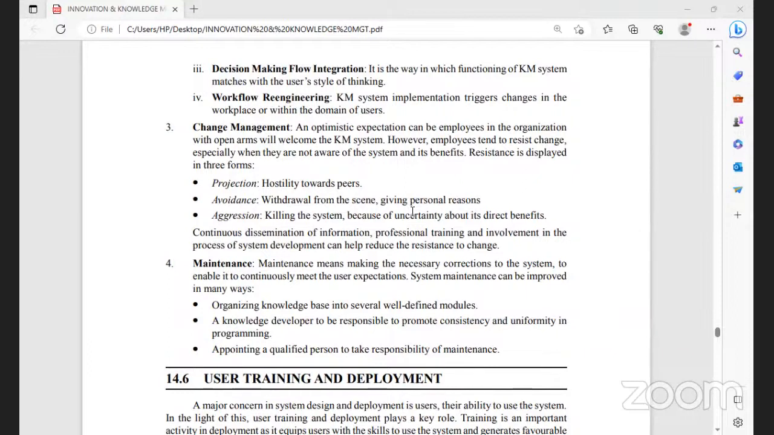Next point is maintenance. Maintenance means the necessary corrections to the system to enable it to continuously meet the user expectations. Means whatever expectations particular users have can be met with proper maintenance, managing the knowledge in a particular organized environment and appointing a particular qualified person relating to that activity with good responsibility.